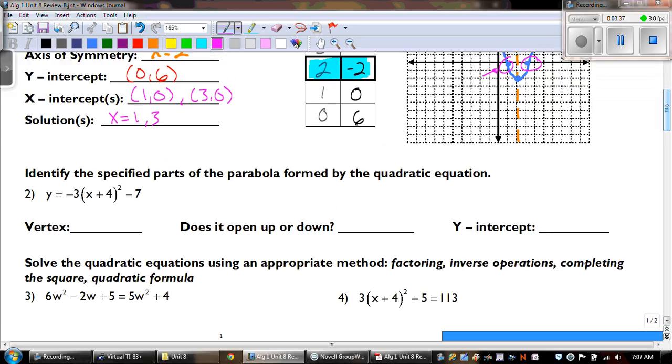All right, let's move on down. It says identify the specified parts of the parabola formed by the quadratic equation. Okay, so the first thing we're going to find is the vertex. And when it's in vertex form like this, we take the opposite of that number, and the -7 stays the same. So the opposite of 4 would be -4, -7. Okay, does it open up or down? Well, to find out if it opens up or down, would that be a positive or a negative quadratic term if we distributed? Well, it'd end up being negative. So if it's negative, that means it opens down.